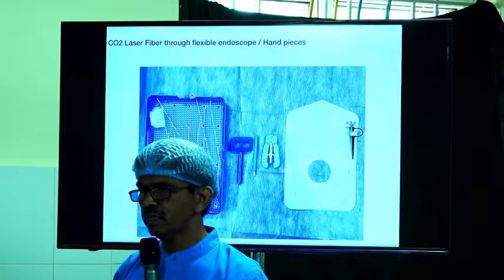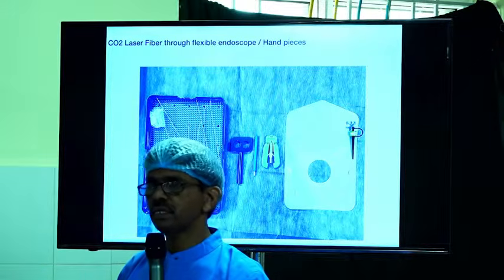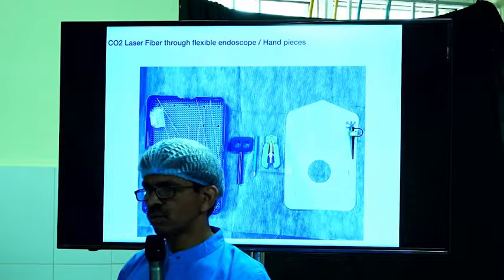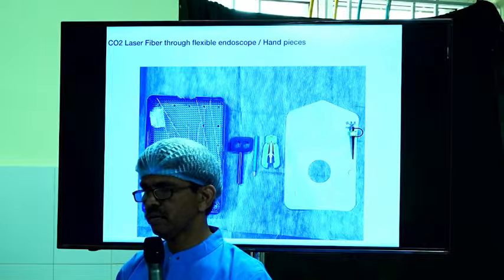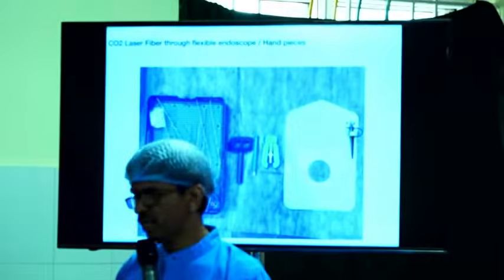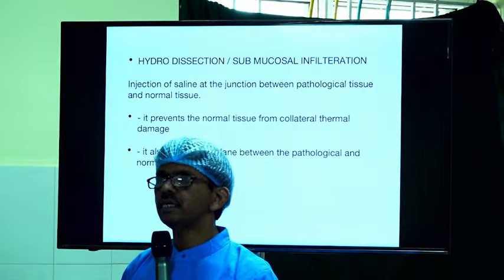And when you are operating in the subglottis and trachea, these are the handmade steel materials with which you can pass the fiber to operate on the subglottic region and trachea.